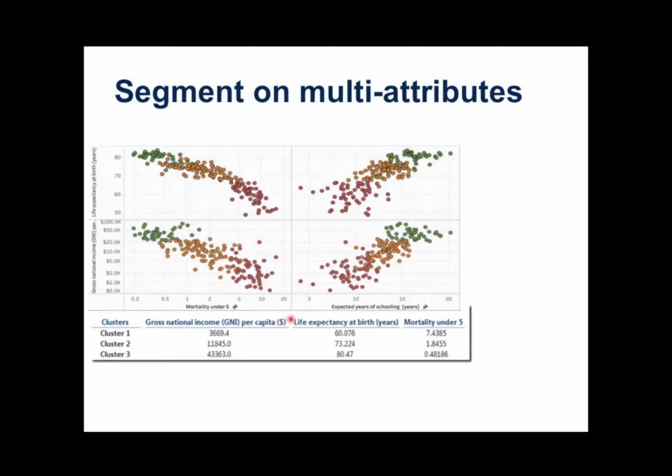Now, this might be a good place to pause the video and just reflect on this data. Why do you think, and what does it mean that we have some countries in cluster 1 that have a relatively small gross national income, a sort of relatively short life expectancy, and a relatively high child mortality? How would you describe cluster 1?